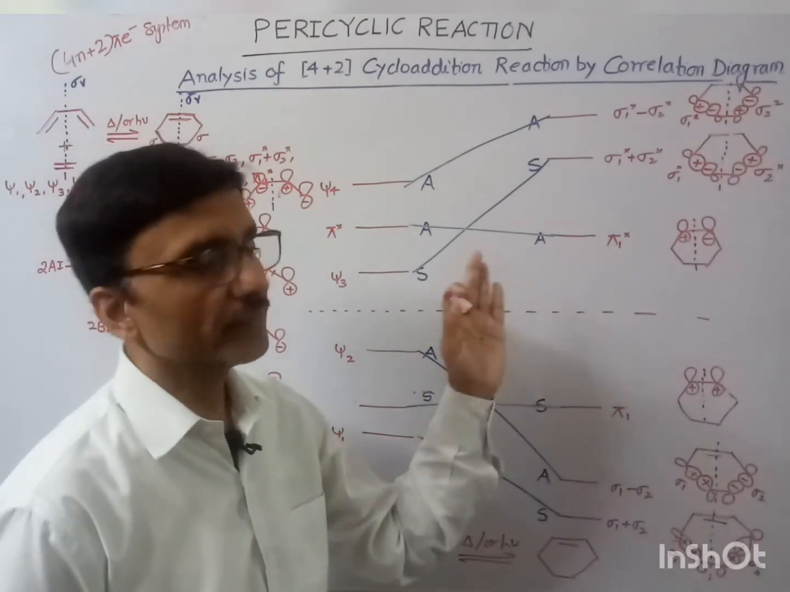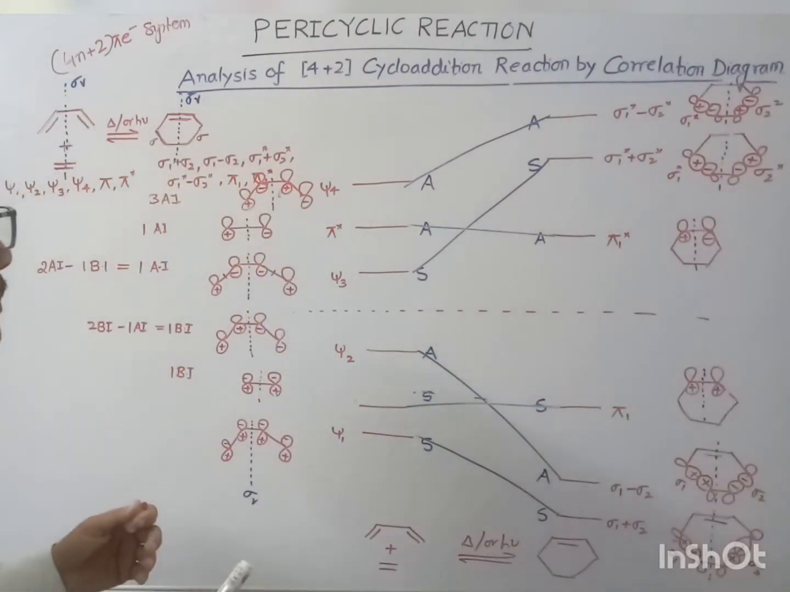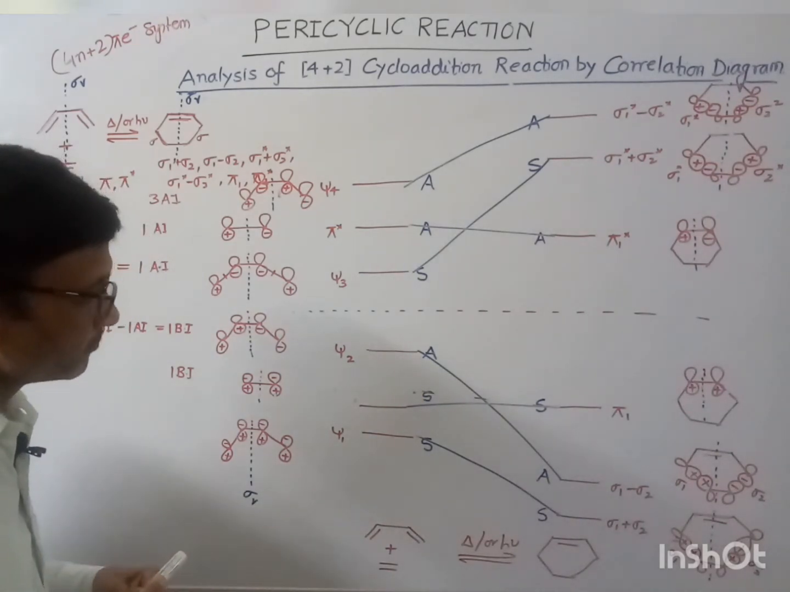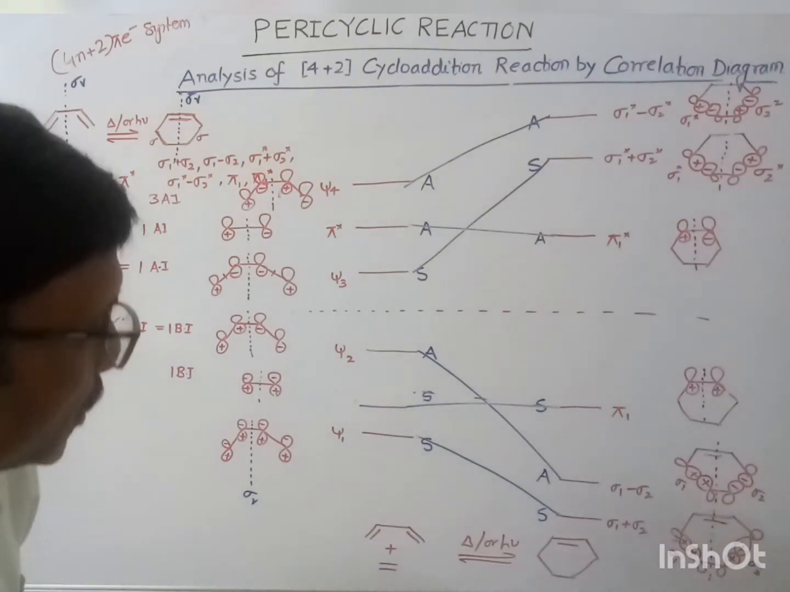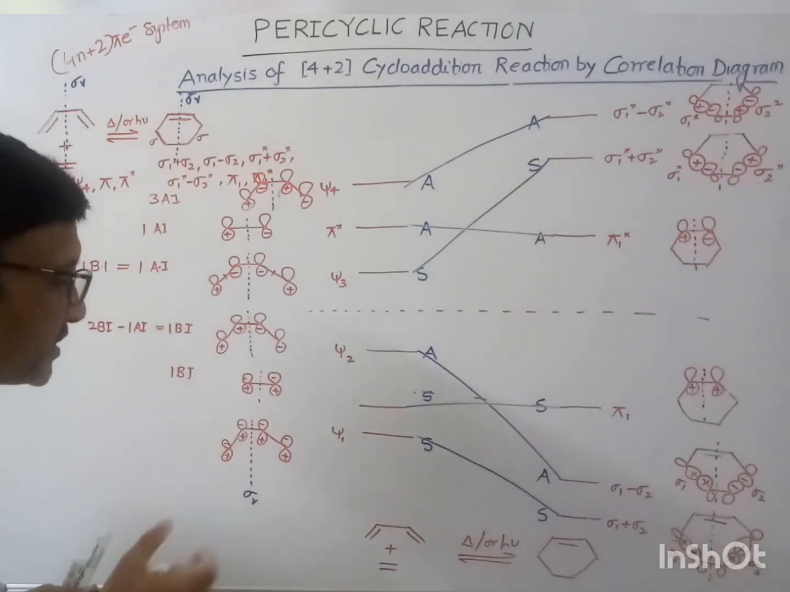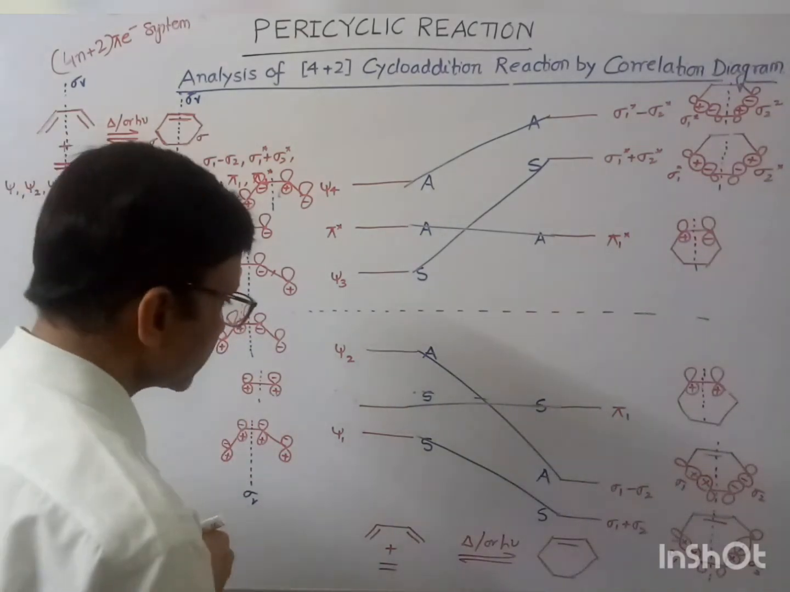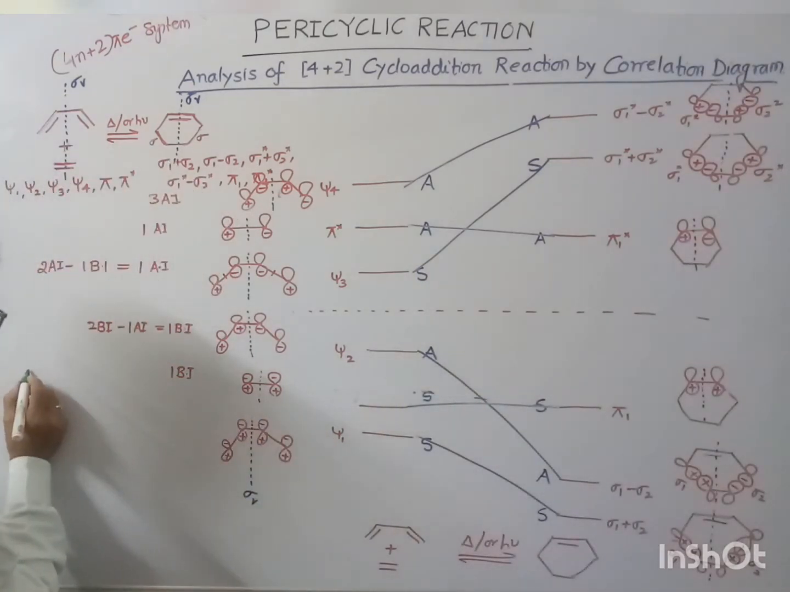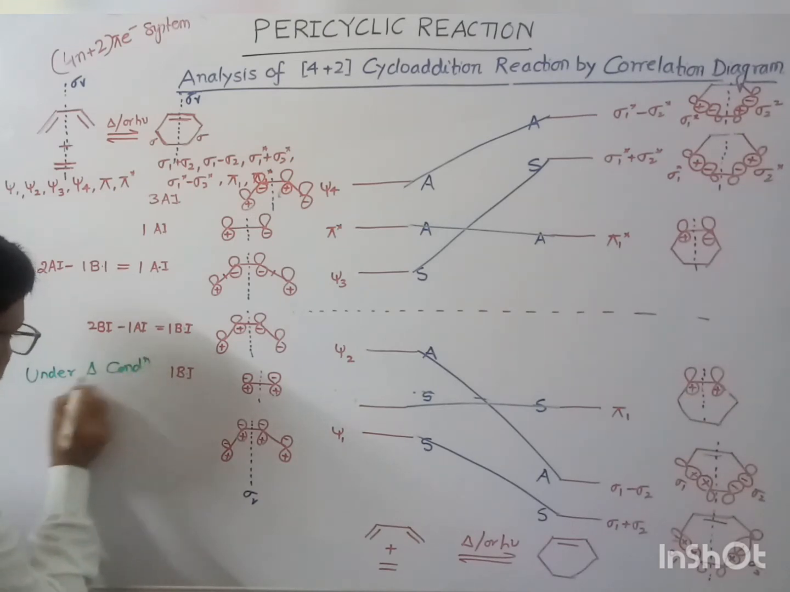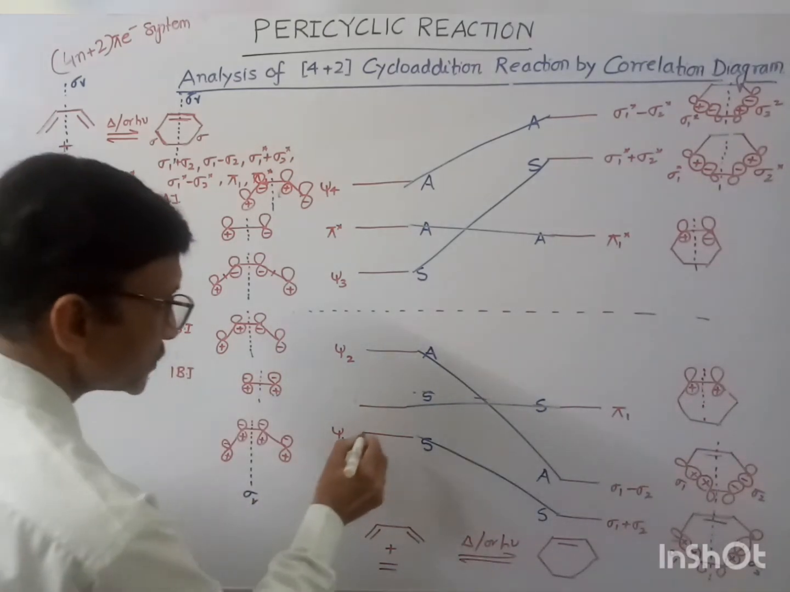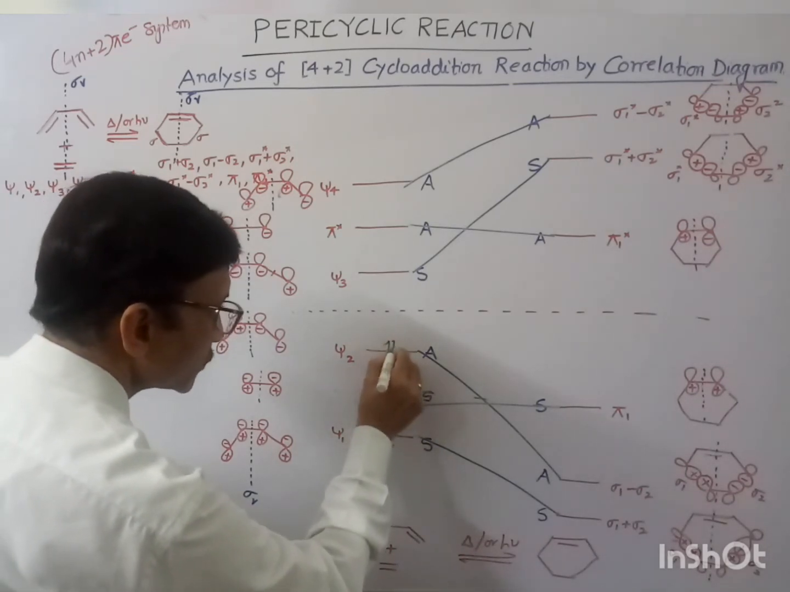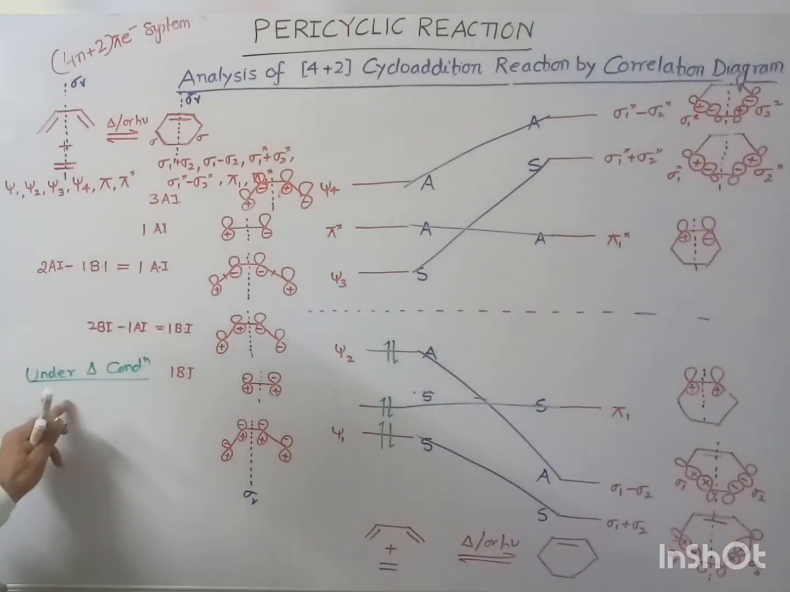Now we should check whether this is thermally allowed or photochemically allowed. Because this is a 4n+2 electron system having 6 electrons, so as it is having the 6 electrons, under thermal condition, these are the 6 electrons which are present in the ground state.